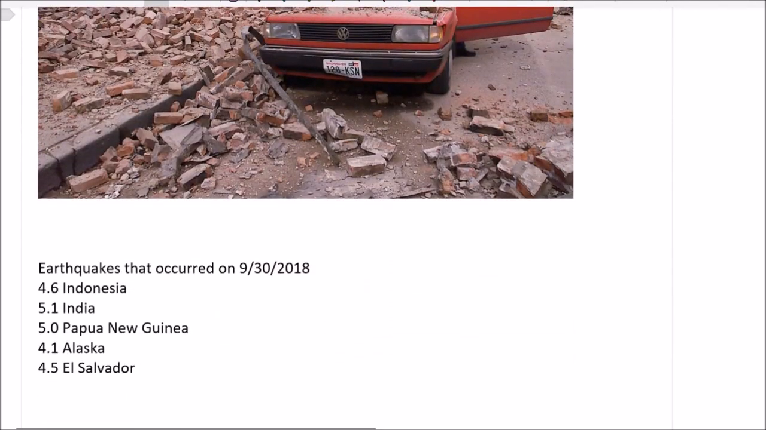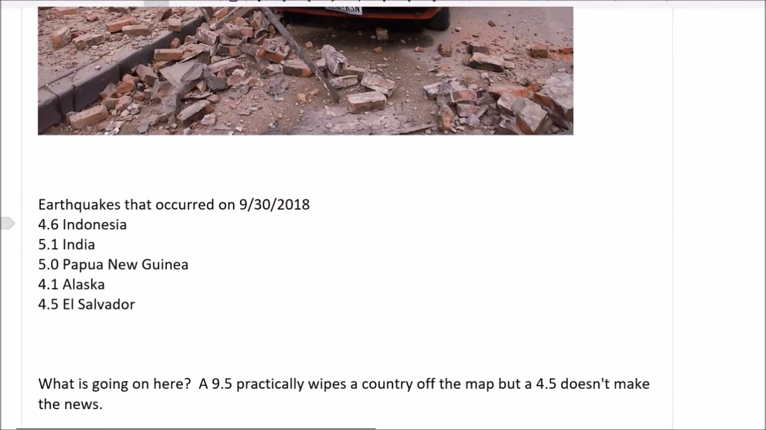Okay, what about earthquakes that have happened recently? Okay, recently, and this is on 9/30/2018, all of these happened. There was a 4.6, 5.1, 5.0, 4.1, 4.5, but none of these really make the news. So what's going on here that a 9.5 can basically wipe out civilization, but a 5 doesn't make the evening news? Okay, well, what's happening is this. The Richter scale is what's called a logarithmic scale. And all that is, it just means the Richter number is the logarithm of the intensity of the earthquake.